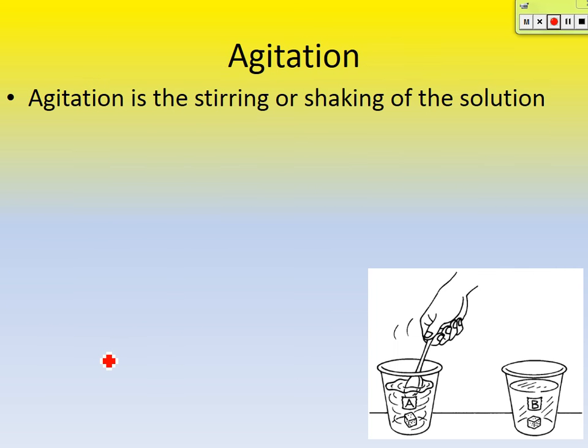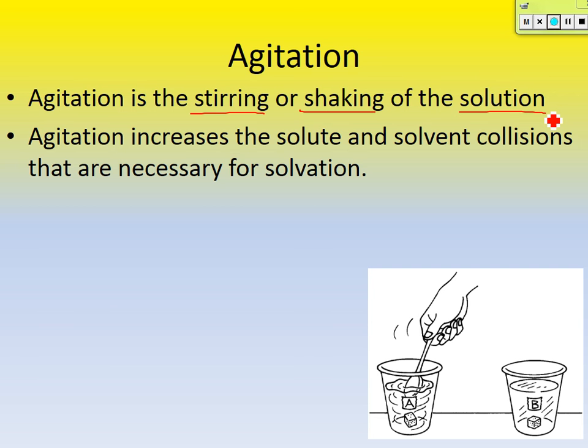Let's go to agitation first. Agitation is the stirring or the shaking of the solution. Whenever you stir it, like in the Kool-Aid lab, you got a spoon and you stirred the sugar and the water together, you're agitating it. Agitation increases the solute and solvent collisions. So you're causing them to collide more, which is necessary in order for something to dissolve.